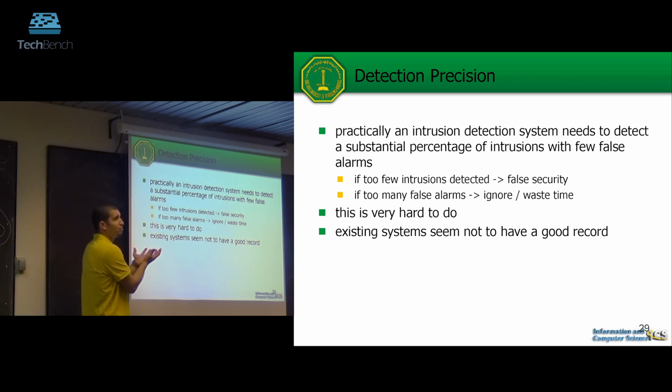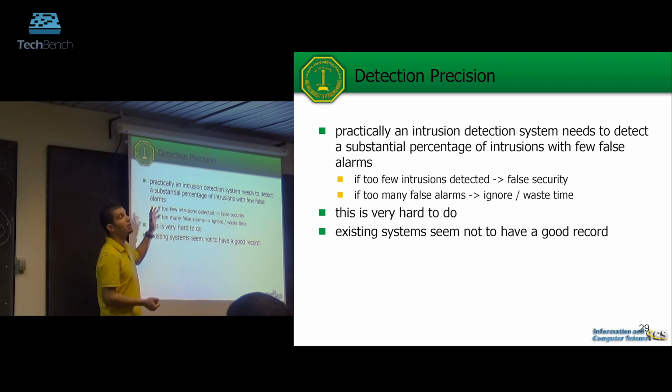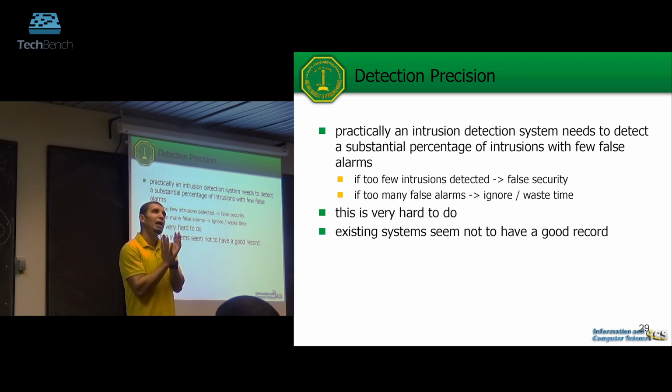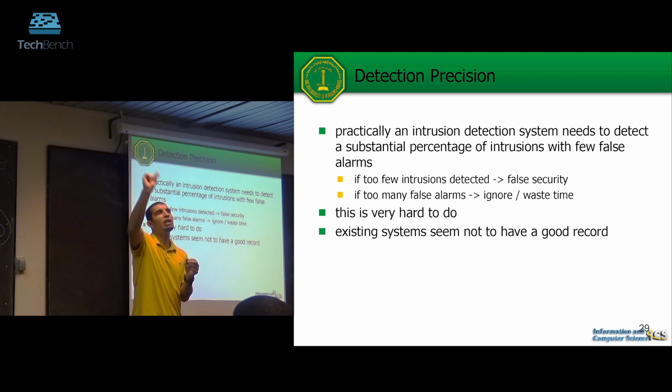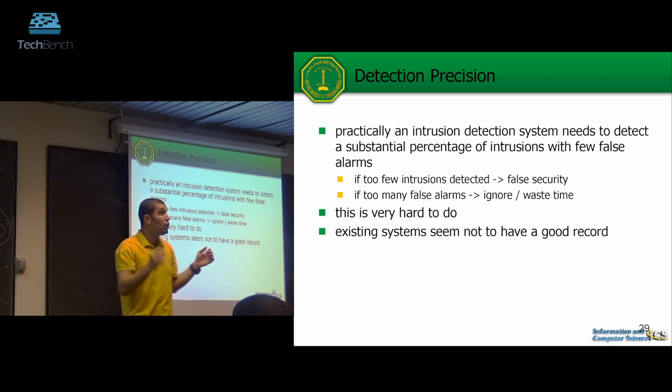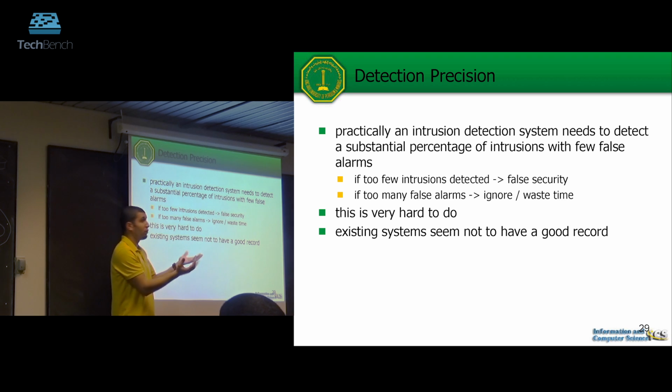This is the precision, and again, this is a trade-off. Practically, an intrusion detection system needs to detect a substantial percentage of intrusions with few false alarms. So basically, when you detect something, how accurate is it? If you detect, you have an alert: there is an attack here. Now, that alert might be true, might be wrong. It might be normal behavior, and the system detected it in the wrong way. So there is a trade-off.